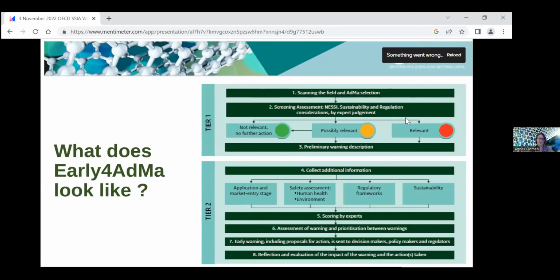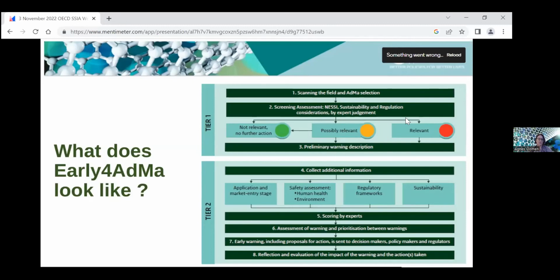So this is what the heart of this early warning system looks like. You have two different tiers, a first tier and a second tier. In the first tier, you start with scanning the field and selection of advanced materials. Which kind of advanced materials are emerging? I must say that this step is still very underdeveloped in the current early warning system. Really what's coming to the market and what kind of advanced materials are being developed is still very difficult to get a grip on.